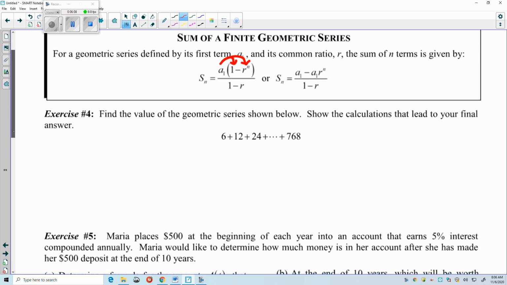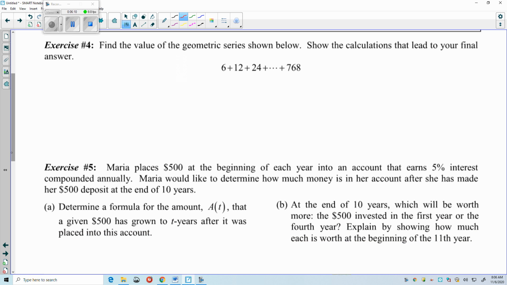So let's apply this to a few problems now. So we're going to find the value of the geometric series shown below. We have to show the calculations that lead to our final answer. Again, we need a sub 1, we need the ratio, and we need to know the number of terms. So I don't know the number of terms because I have this whole space in between that tells me I don't really know there's values there, but I don't know how many values.